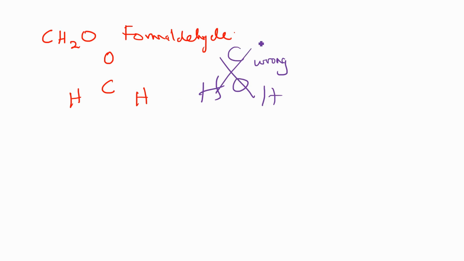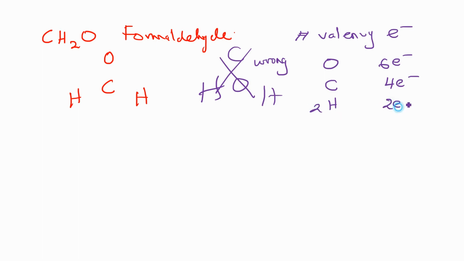Now let's determine the number of valence electrons. Of course, oxygen is in group 6, so it's going to give you 6 electrons. You only have one carbon, it's group 4, so 4 electrons. Hydrogens, there are 2 of them, so it's going to give you 2 electrons because it's 2 times 1 valence electron. Total, you have 12 electrons to spread.